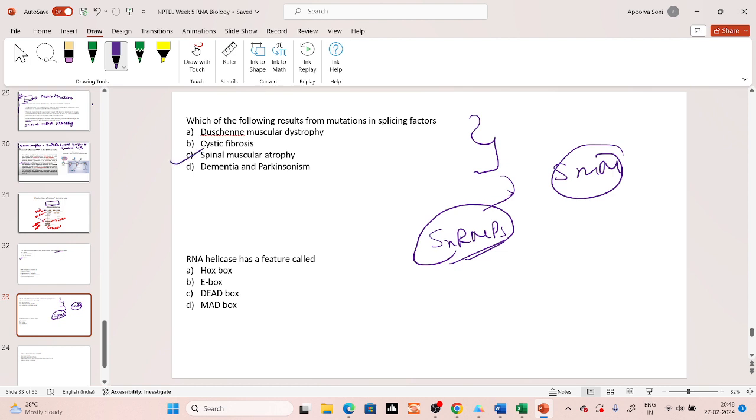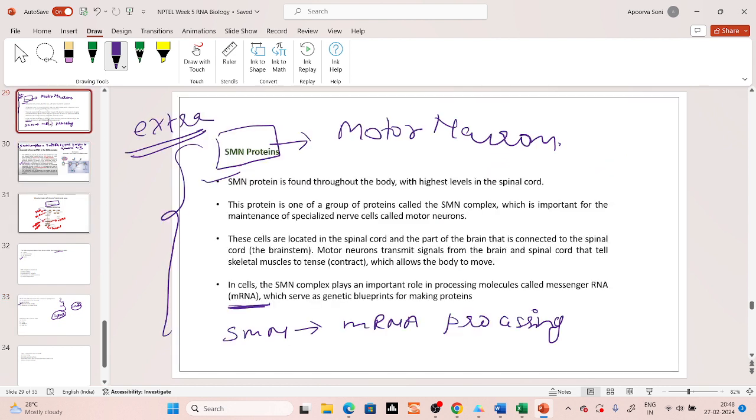Spinal muscular atrophy is the correct answer, because that's why I included some information intentionally, so that first I'll explain this and then I'll come to the question. So you see that the highest level of SMN proteins is present in the spinal cord, and they are required.